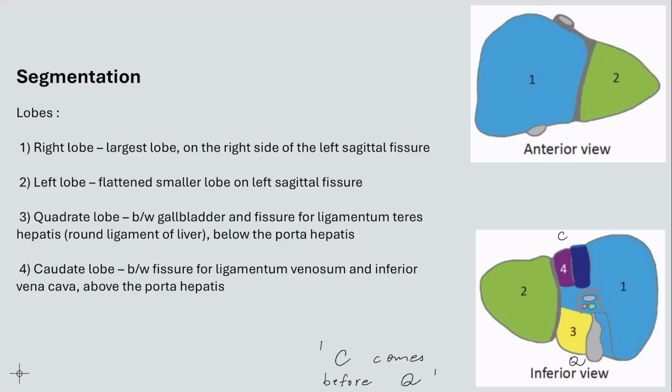And then you have the caudate lobe, which is right there on the top in purple, as you can see, and it's between the fissure for ligamentum venosum and the inferior vena cava, above the porta hepatis.